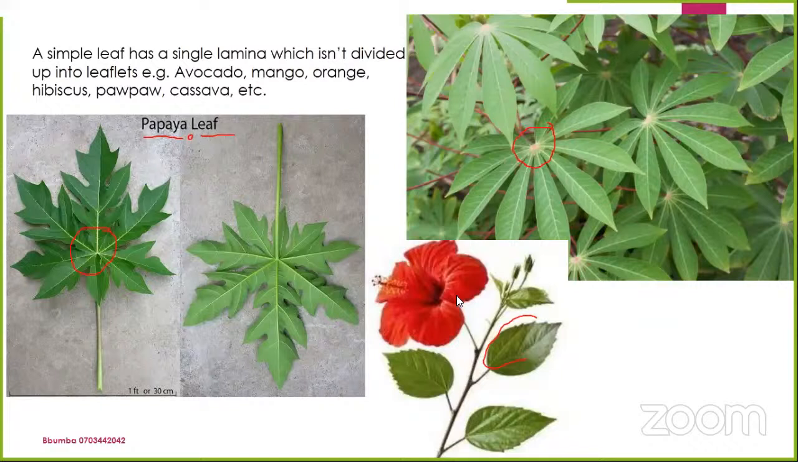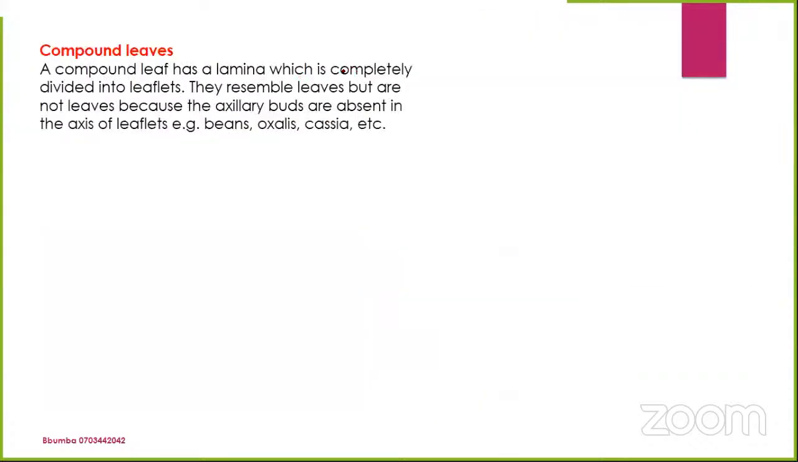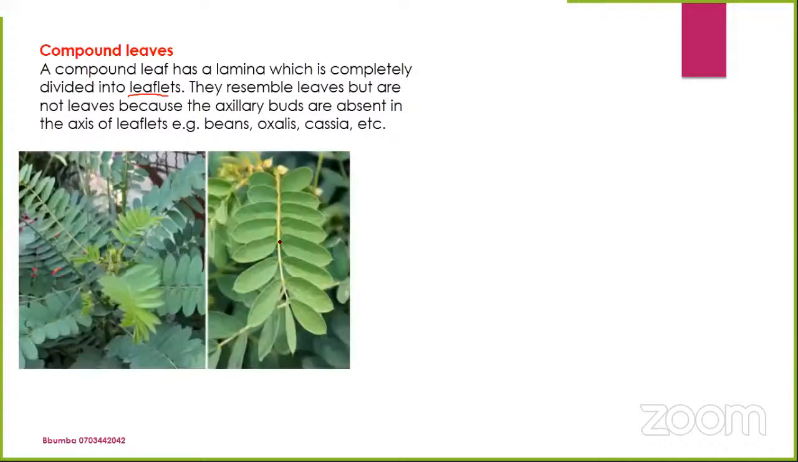And today we are going to understand what is a compound leaf. Now, a compound leaf has leaflets, and there are no buds in the axis of the leaflets. An example we are having is the cassia leaf. This one you are seeing here, this is the cassia leaf.